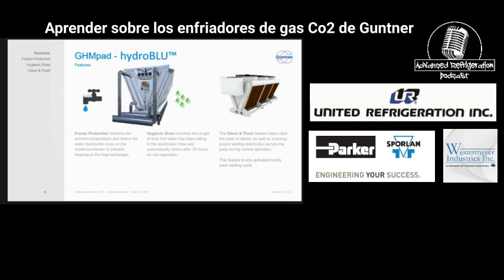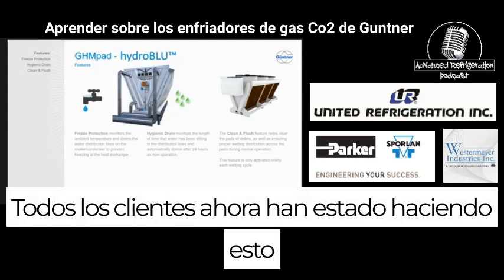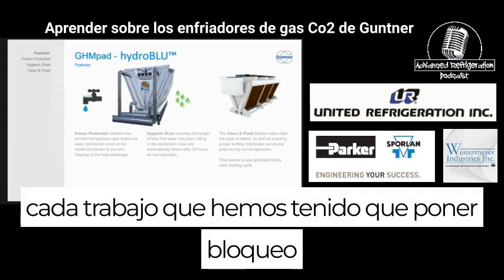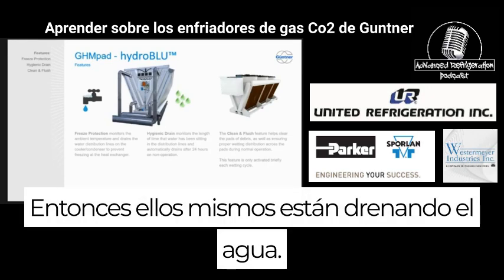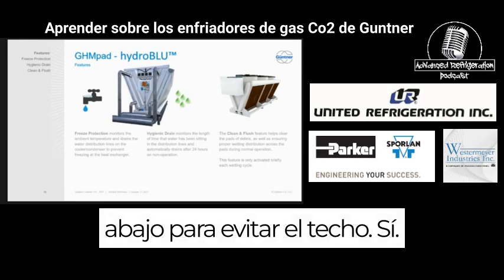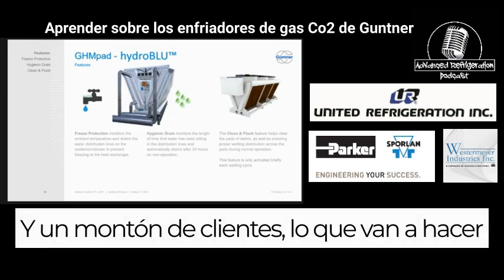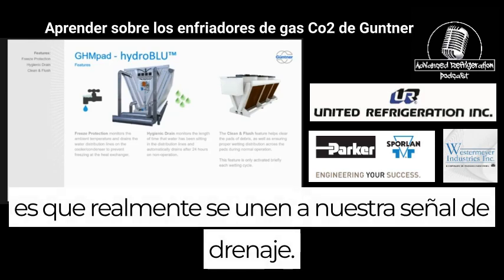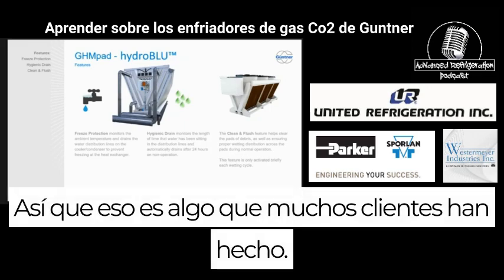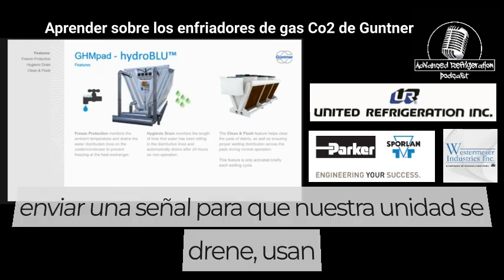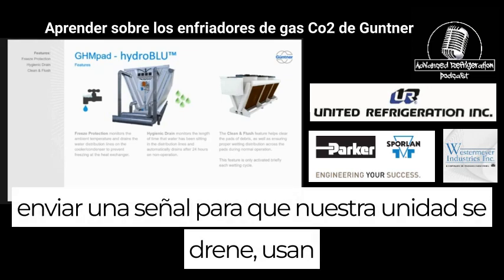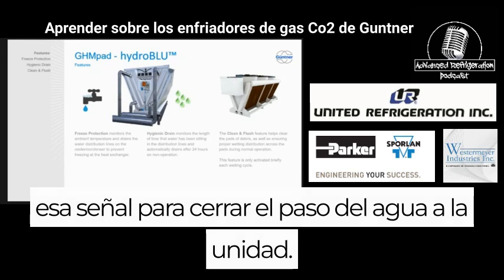Yeah. So, all the customers now, on every single job, we've had to put block and bleeds and vacuum breaks in. Mm-hmm. So they're draining the water themselves downstairs, to keep it off the roof. Yeah, no, and a lot of customers actually tie into our drain signal. That's something a lot of customers do: when we send a signal for our unit to drain, they use that signal to shut the water off to the unit.